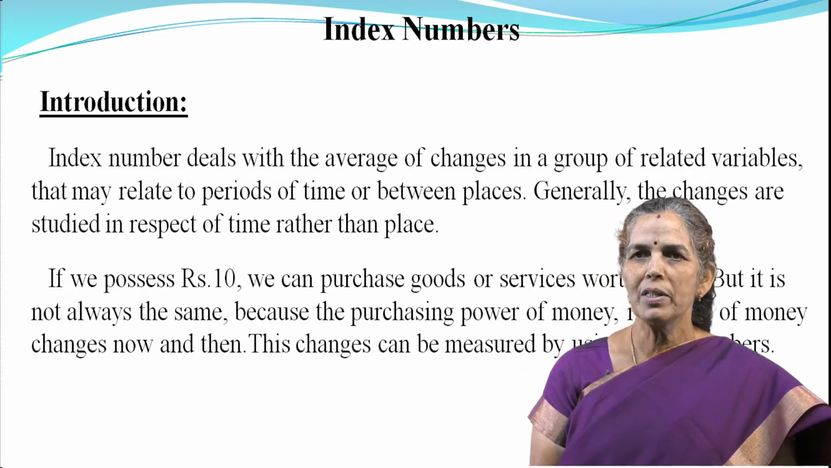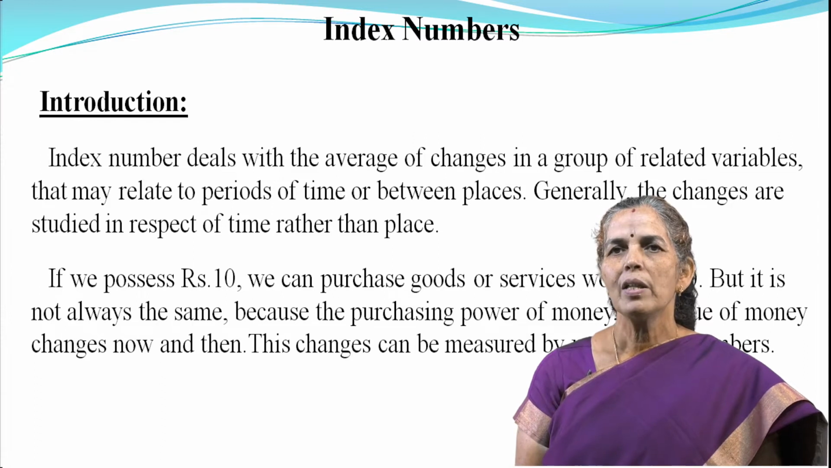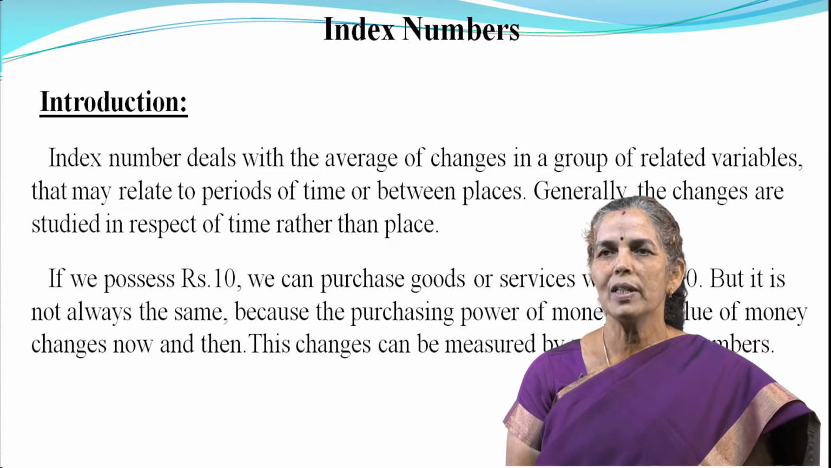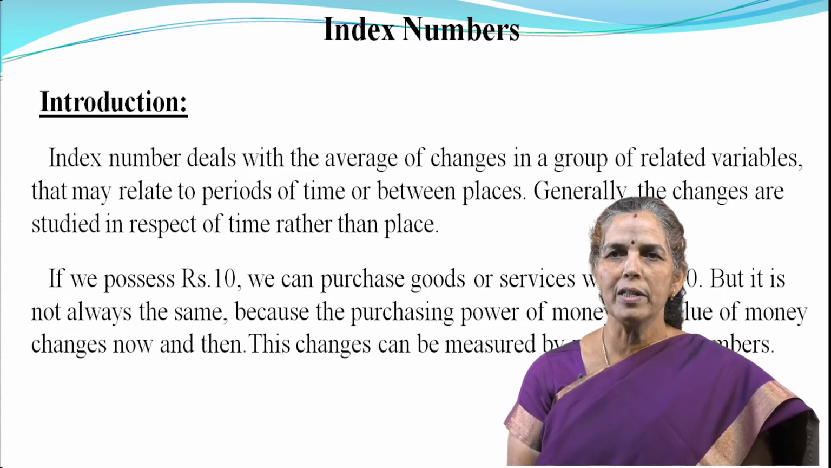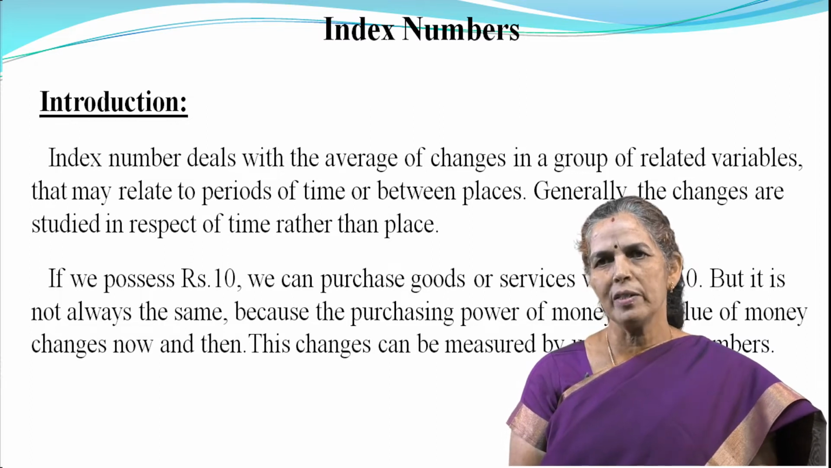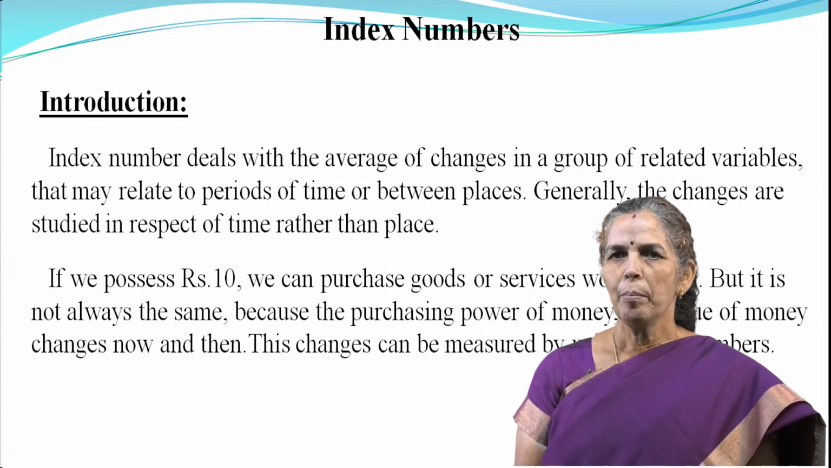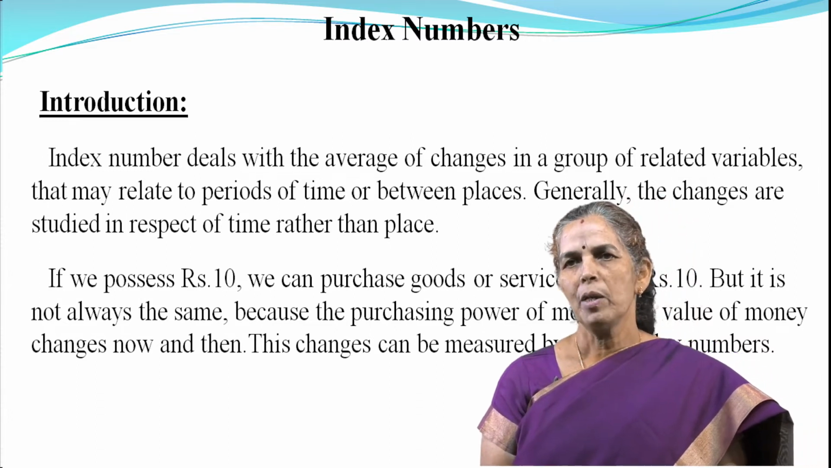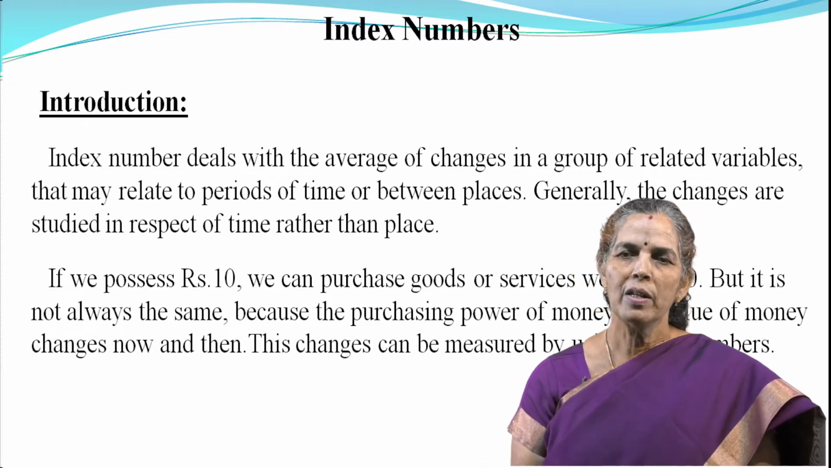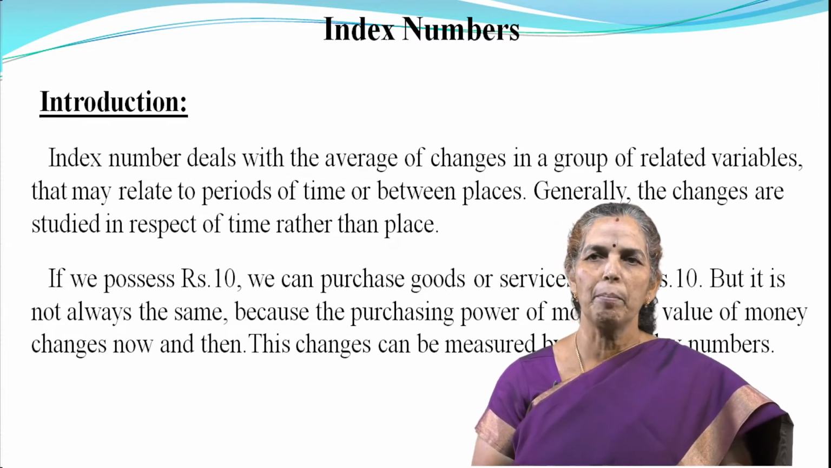Introduction. Index number deals with average of changes in a group of related variables that may relate to periods of time or between places. Generally, the changes are studied in respect of time rather than the place. If we possess rupees 10, we can purchase goods or services worth rupees 10, but it is not always the same because purchasing power of money, that is the value of money, changes now and then. These changes can be measured by using index number.